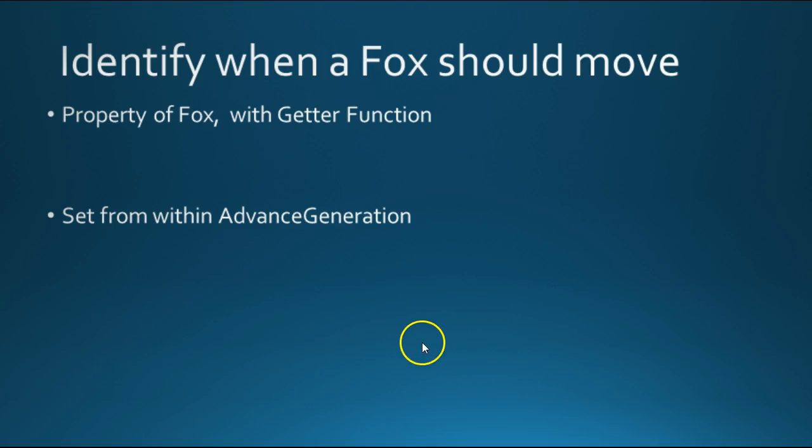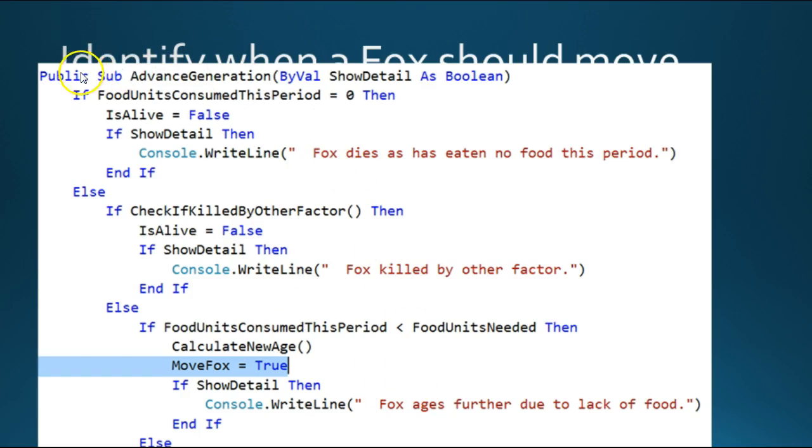We're not going to have a setter that is just move fox equals true or move fox equals false. Instead, we're going to set it from inside advance generation. And we're going to say that if the food units consumed this period is less than the food units needed, as well as advancing the age, and as well as showing that the fox has aged due to lack of food, we're just going to set move fox to true. So if there's not enough food, we're going to set this property to true. And then we'll use that property later on.